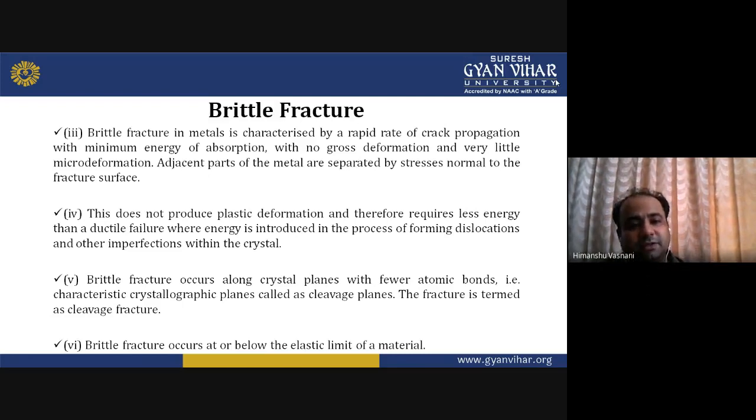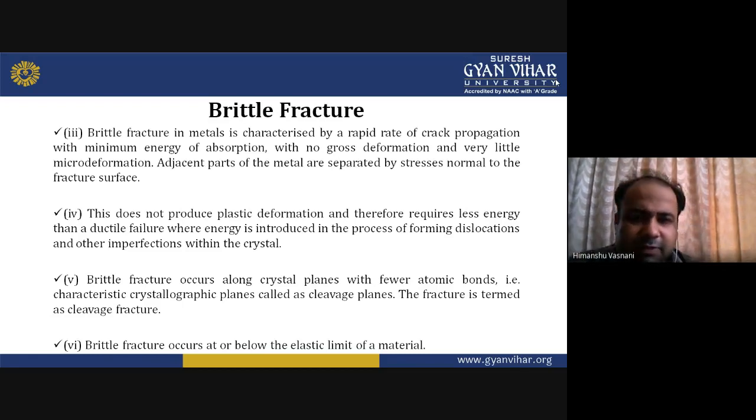Brittle fractures in metals are characterized by a rapid rate of crack propagation with minimum energy absorption, with no gross deformation and very little micro deformation. What happens is that in brittle fracture, a very rapid rate of crack propagation is happening with very little absorption of energy.